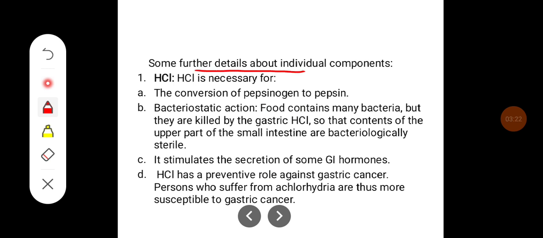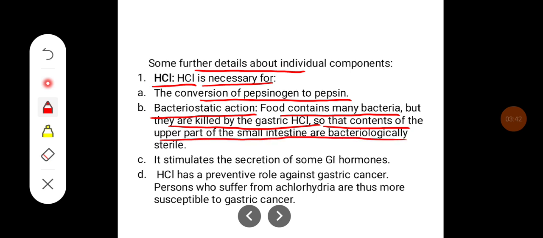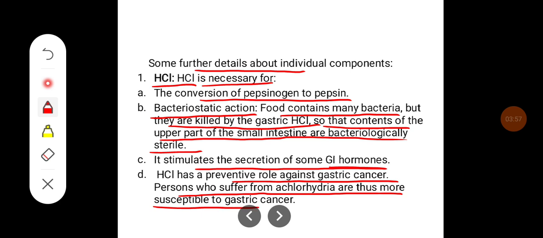Some of the further details about the individual components, like HCl. HCl is necessary for conversion of pepsinogen to pepsin. It has a bacteriostatic action, that is, food contains many bacteria, but they are killed by the gastric HCl, so that the contents of the upper part of the small intestine are bacteriologically sterile. The hydrochloric acid also stimulates the secretion of the GI hormones, and it has a preventive role against the gastric cancer. Persons who suffer from achlorhydria are thus more susceptible to gastric cancer.